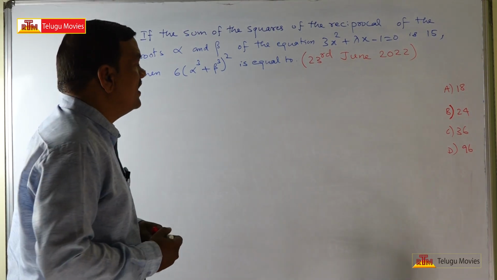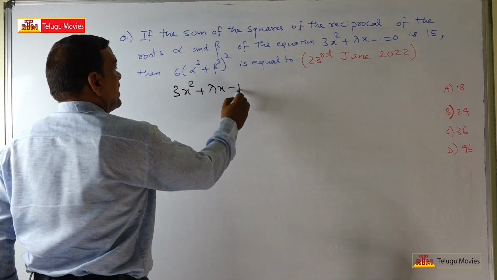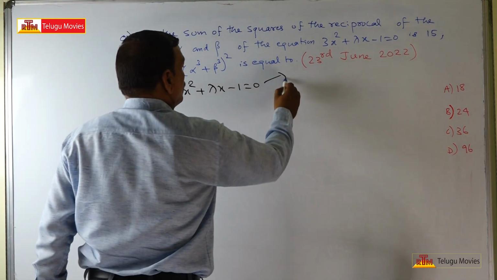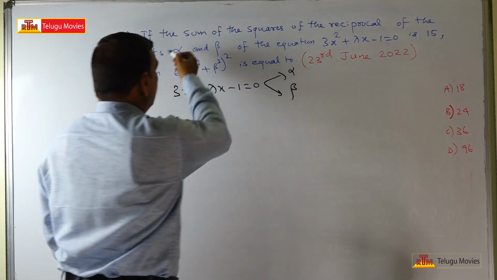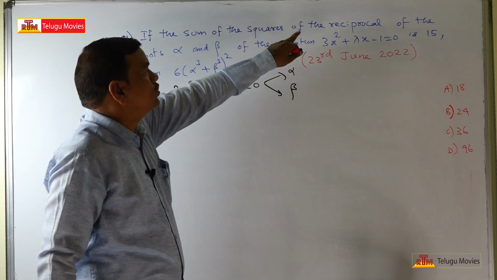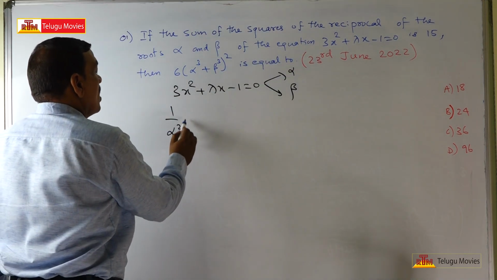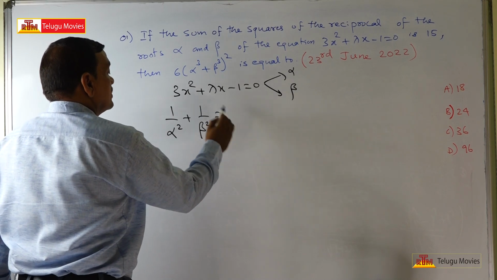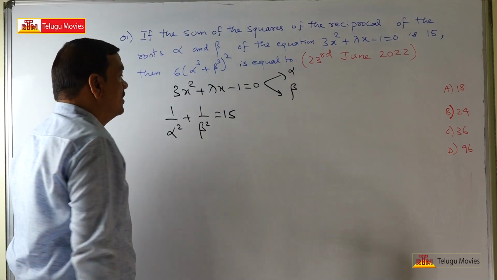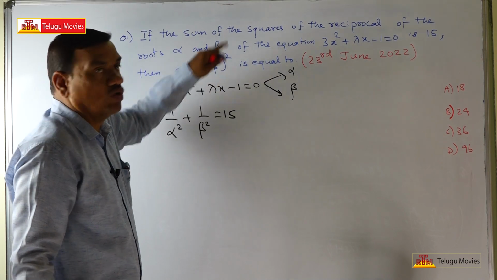Here one quadratic equation is given: 3x² + λx − 1 = 0. It will have two roots, alpha and beta. One thing is given: the sum of the squares of the reciprocals of the roots, that means 1/α² + 1/β² is equal to 15. Then we have to find the value of 6 times (α³ + β³)².